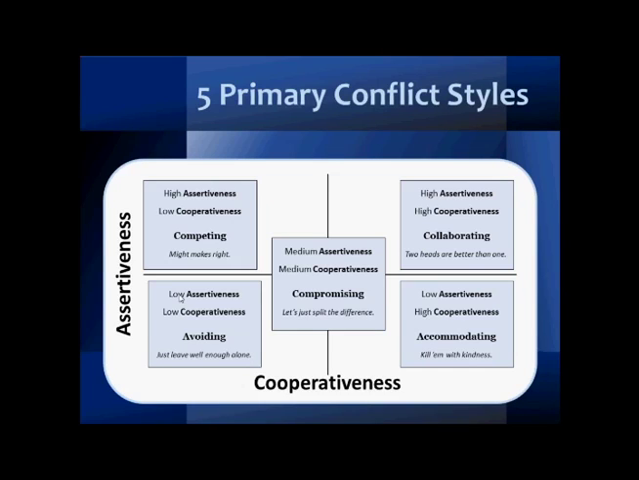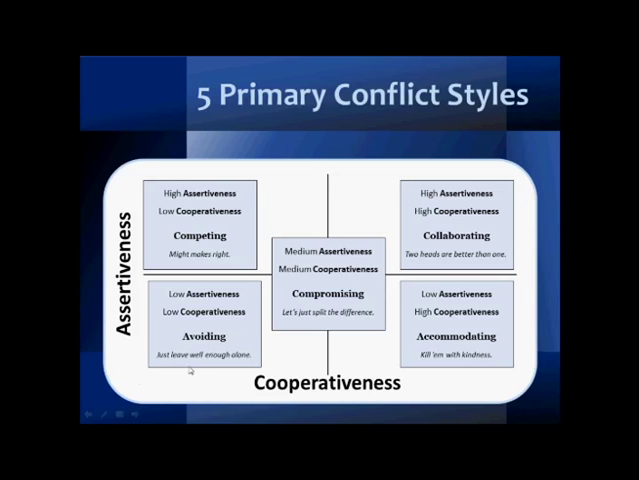You're probably having a strong reaction as I review these to at least one of them. And the one that you're reacting strongly to, probably it's going to tell you something about yourself, your own personal preference, and maybe your own pet peeve. But as we go through this, our aim is going to be to know when and how to use all 5 of these conflict styles.